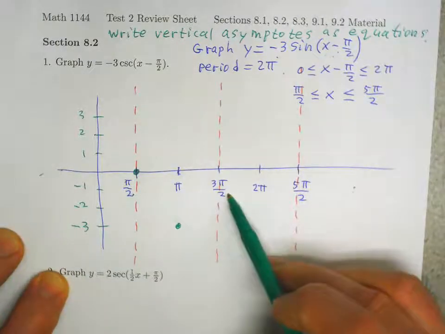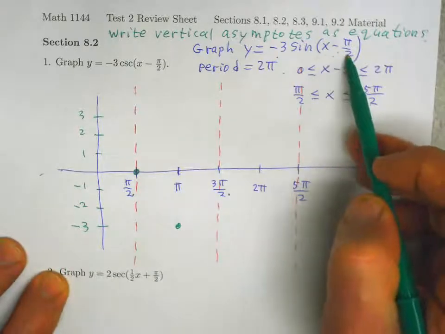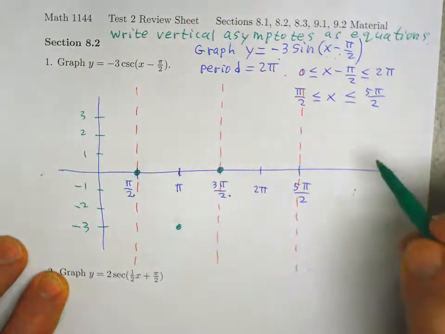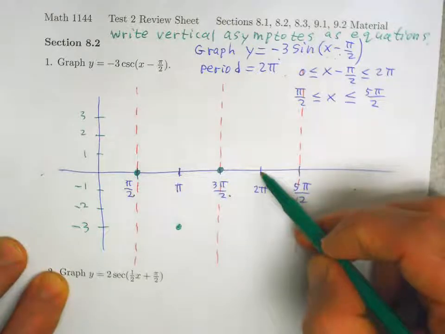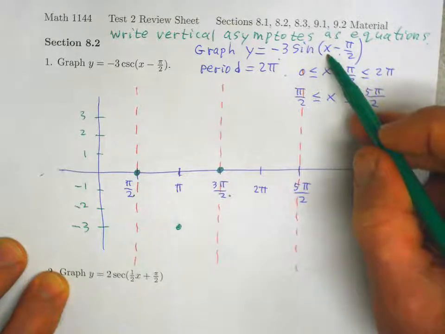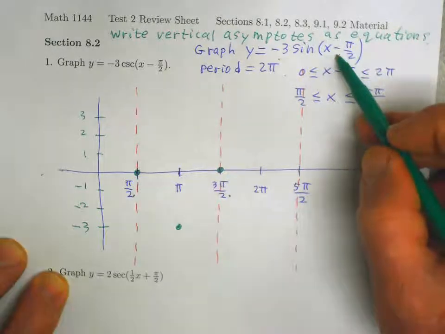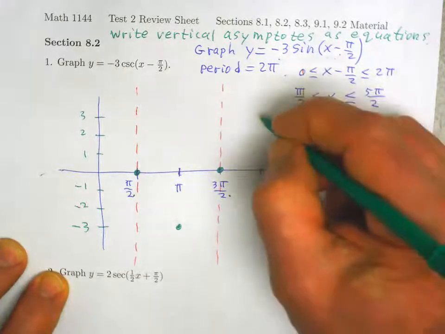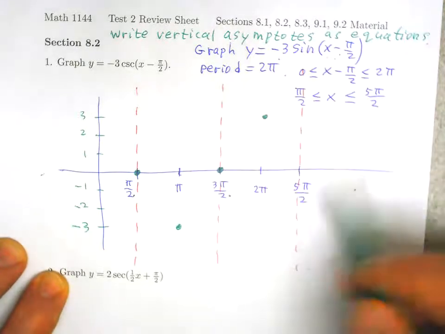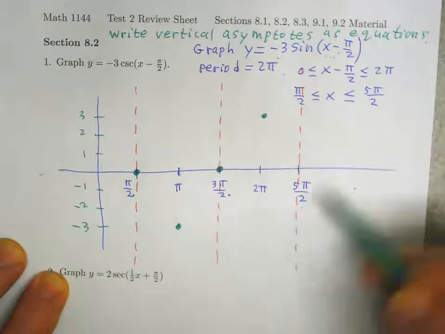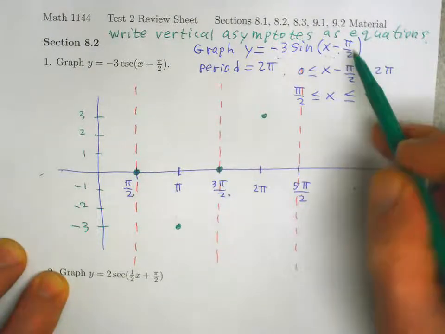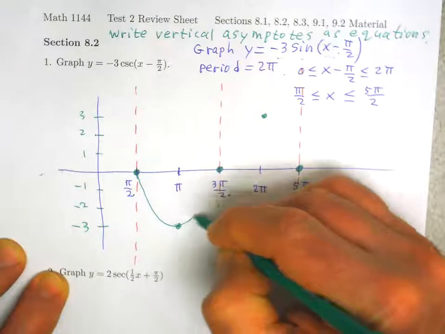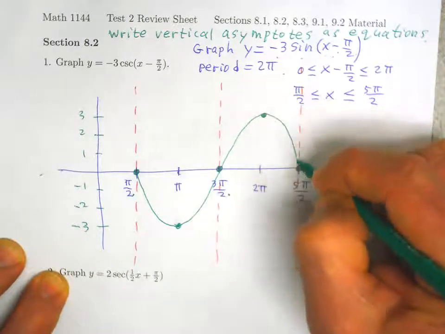At 3 pi over 2, 3 pi over 2 minus pi over 2 is pi. Sine of pi is 0. Negative 3 times 0 is 0. And for when x is 2 pi, 2 pi minus pi over 2 is 3 pi over 2. Sine of 3 pi over 2 is negative 1. Negative 3 times negative 1 is positive 3. So we have this point on the graph. And then finally, 5 pi over 2 minus pi over 2 is 2 pi. Sine of 2 pi is 0. Negative 3 times 0 is 0. Okay, this is the sine function over one period.